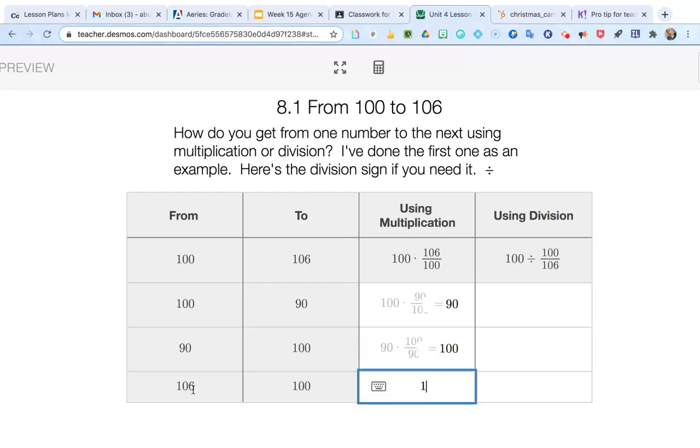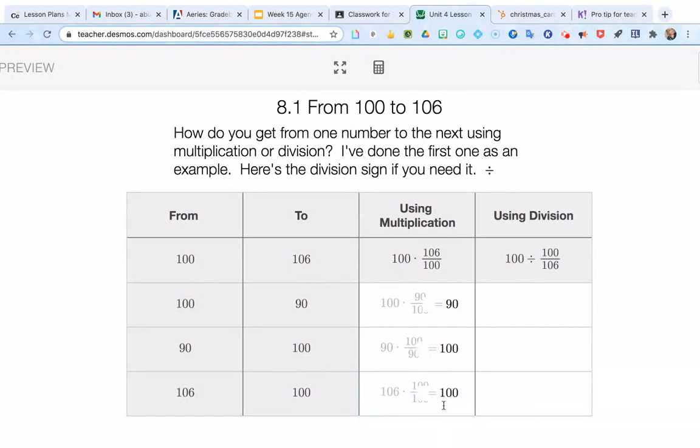How do I go from 106 times 100? And I want to get just 100 by itself. So how do I get rid of 106? Put 106 on the bottom because these cancel out to 1. You can always rewind and pause to go back. So 100 was what I started with, and my answer was 90. Started with 90, my answer was 100. Started with 106, my answer was 100.